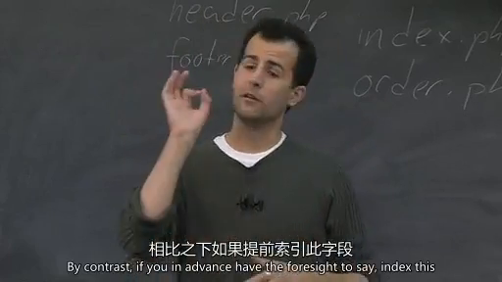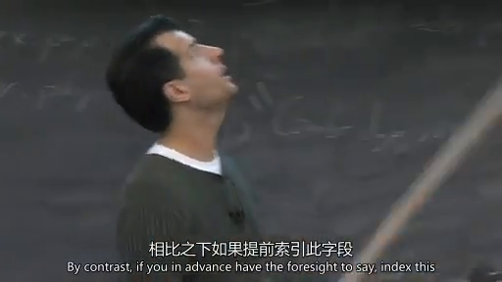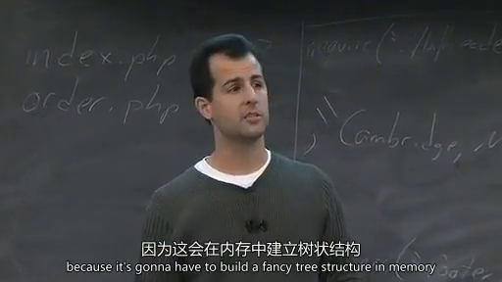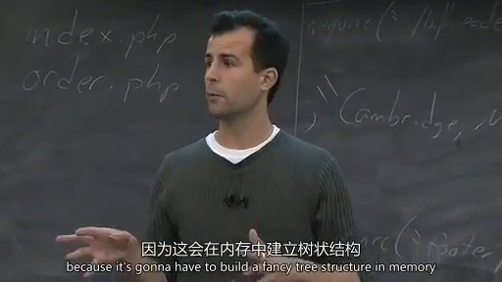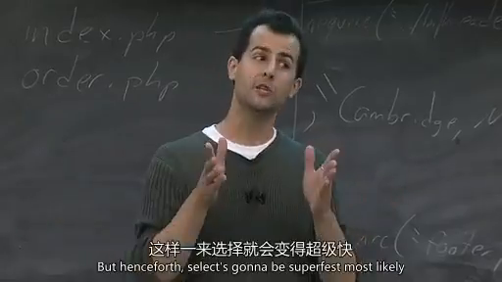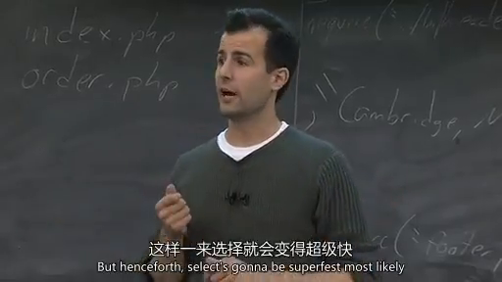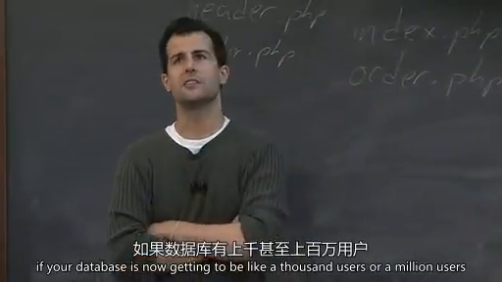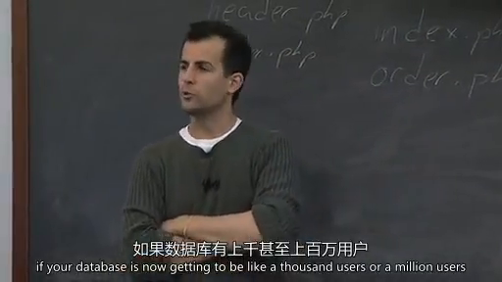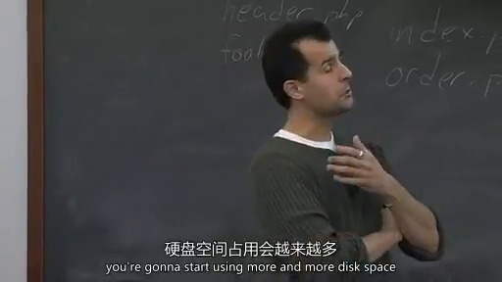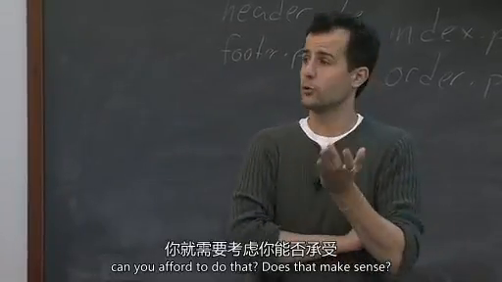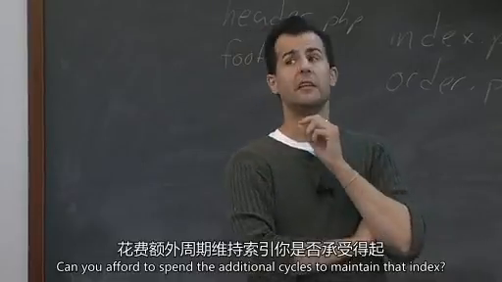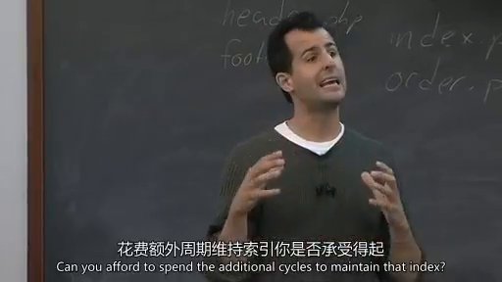By contrast, if you in advance have the foresight to say, you know what, index this. It's going to cost you some space and some startup time because it's going to have to build a fancy tree structure in memory, a hash table essentially, but henceforth selects are going to be super fast, most likely. But the trade-off here is if your database is now getting to be like 1,000 users or 1,000,000 users, you're going to start using more and more disk space. Can you afford to do that? Does that make sense? Can you afford to spend the additional cycles to maintain that index?